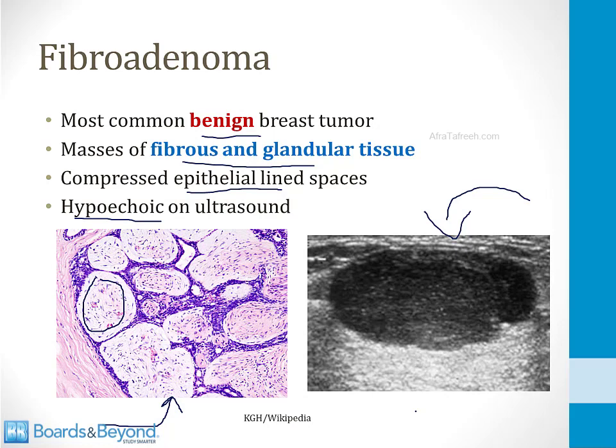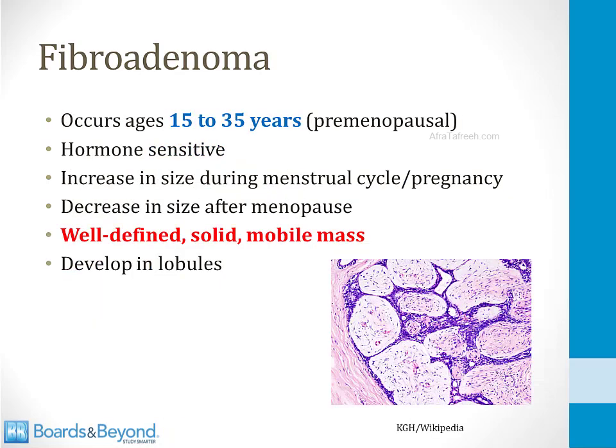Fibroadenomas have a dark gray color to them, and that's what distinguishes them from breast cysts. Fibroadenomas occur in women 15 to 35 years of age, so usually pre-menopausal women. These tumors are hormone sensitive, so they tend to increase in size during the menstrual cycle and also during pregnancy, and they decrease in size after menopause when hormone levels fall. They are identified on physical exam, usually by a woman, as a well-defined solid mobile mass.